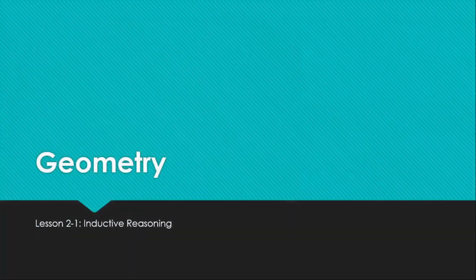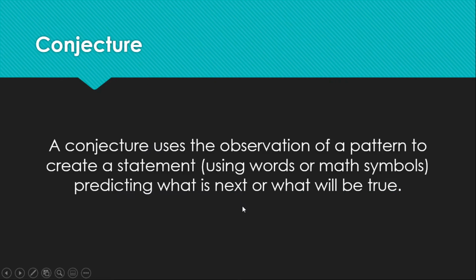Okay, so we're going to look at the PowerPoint. The PowerPoint is about inductive reasoning. That's 2-1, and then we'll go into deductive reasoning. Inductive reasoning first relies on us understanding what a conjecture is. A conjecture uses the observation of a pattern to create a statement using math or words or symbols, predicting what is next or what will be true.